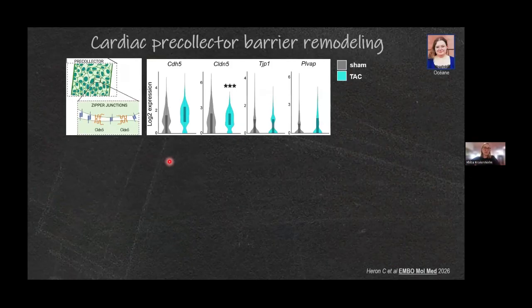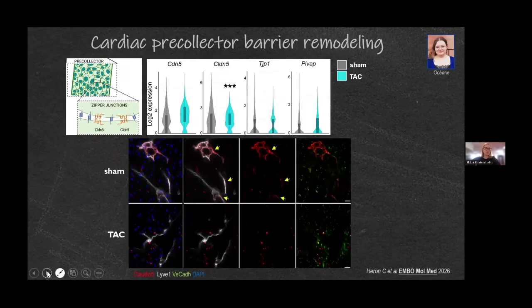What about increased lymphatic leakage in these pre-collector segments? Again, looking at the data from the single-cell analysis, but now in the pre-collector lymphatics, we know that these cells depend on a very specialized structure, more like tight junctions, zipper junctions, that are made up of molecules such as claudin-5. We could see that there was actually a reduction of claudin-5 after TAC. This again could be confirmed at the protein level, where you see the lymphatic endothelial cells in gray, and that they lack this claudin-5 in red.